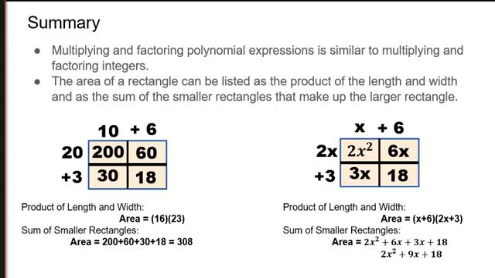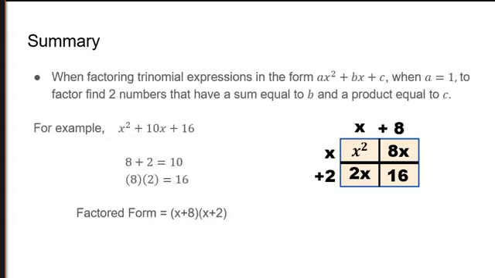To summarize, in this lesson we found that multiplying and factoring polynomial expressions is a similar process to multiplying and factoring integers. We also related this process to finding different ways to represent the area of a rectangle. The area of a rectangle can be expressed as the product of the length and width of the rectangle. The area also can be represented as the sum of the smaller areas that make up the area of the larger rectangle.